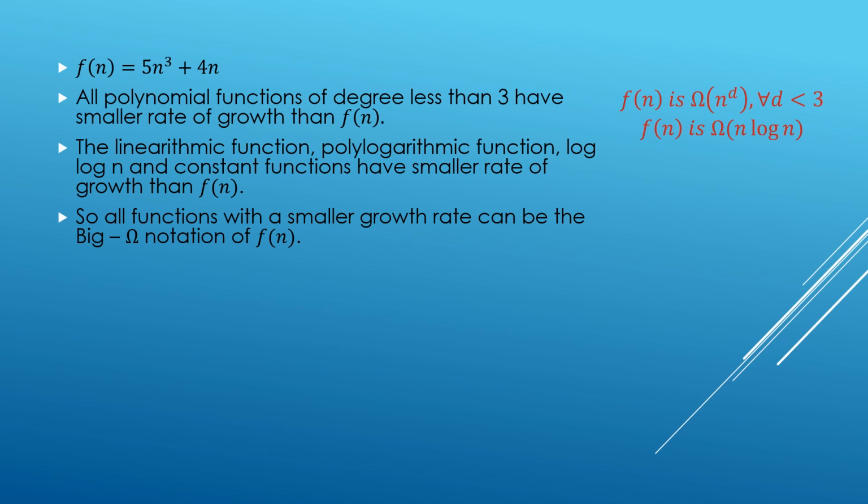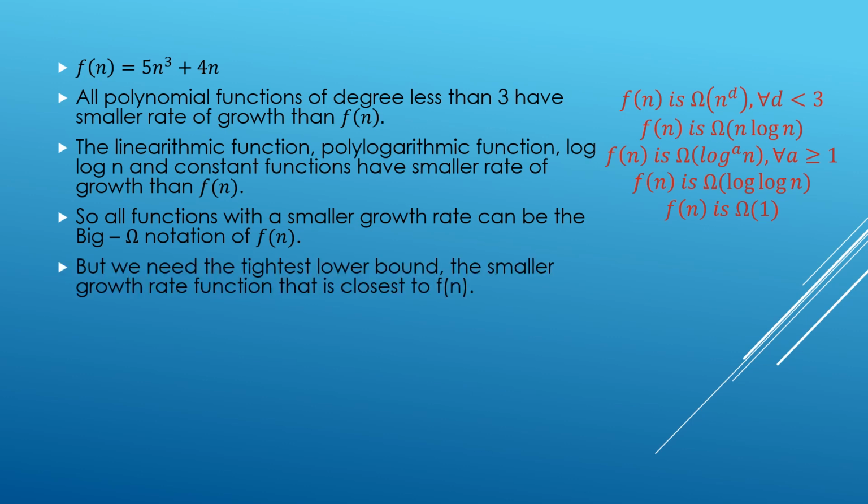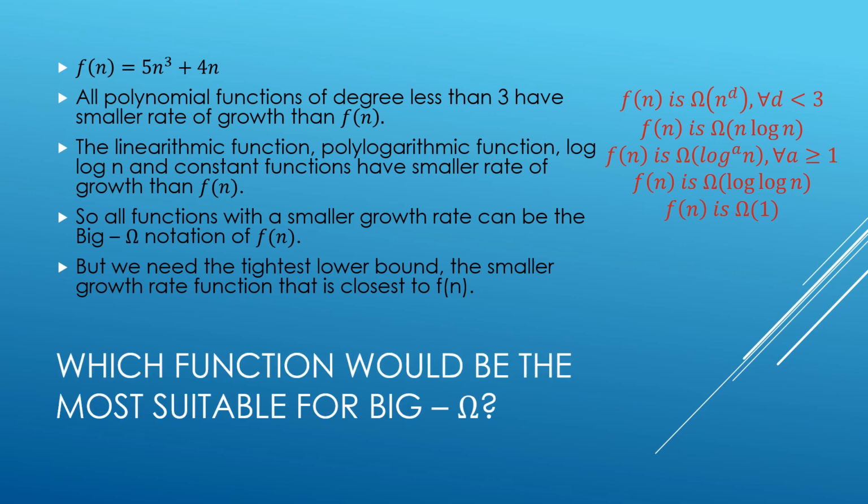It is correct to say F(n) is omega of n log n. It is correct to say F(n) is omega of (log n) raised to a. It is correct to say F(n) is omega of log n. And we can also say that F(n) is omega of 1. But we need the tightest lower bound, the smaller growth rate function that is closest to F(n). Which function would be the most suitable for big omega?